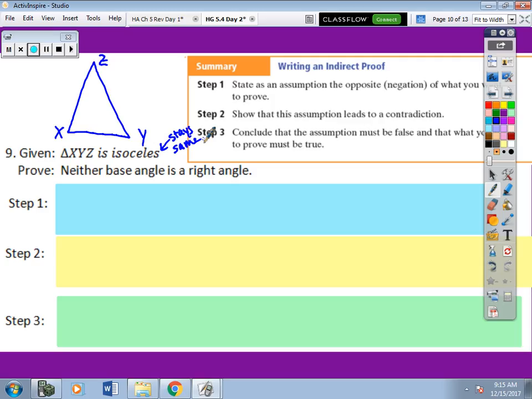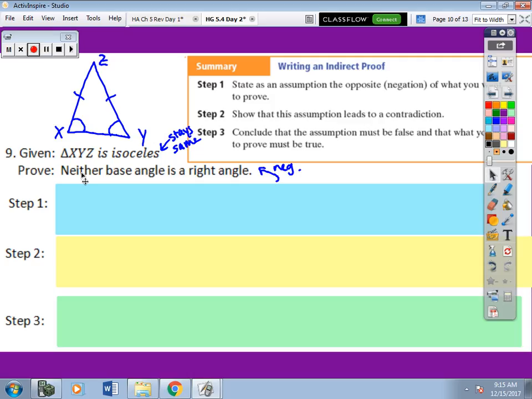Okay? Step 1 is to state the negation of the prove statement. Now the negation of neither is actually that at least one of them is. If you wanted to put both, you could, and we're going to find out that both would be anyways because we know in an isosceles triangle. What do we know about an isosceles triangle? Marquise? Two congruent sides, and the isosceles triangle theorem tells us that there are two congruent angles, base angles. Okay. But step 1 is to state our negation.